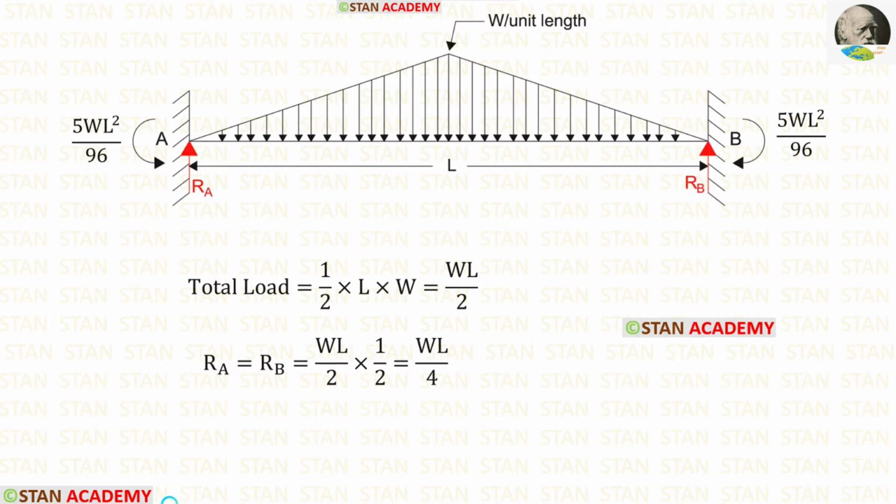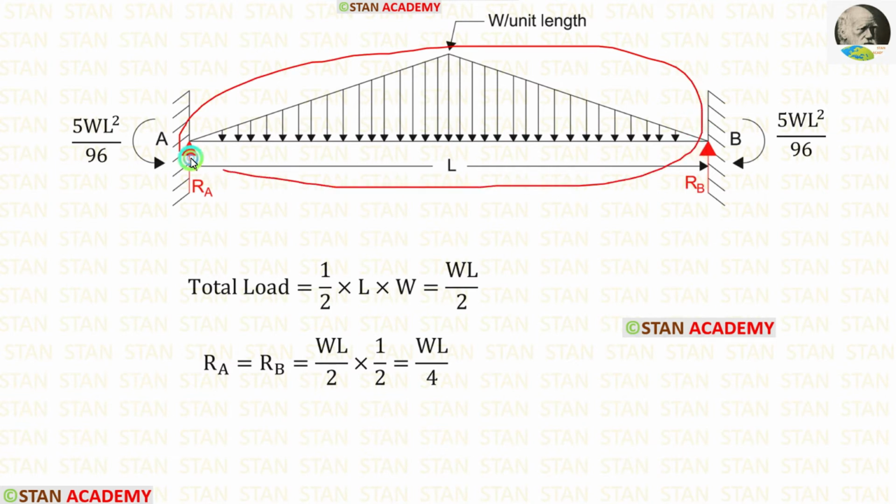Now let us find the vertical reactions. Here we have symmetrical loading. So same like in the simply supported beam, we can easily find out the reactions. For that we have to divide the total load by 2. In this way we are getting RA and RB as WL upon 4.